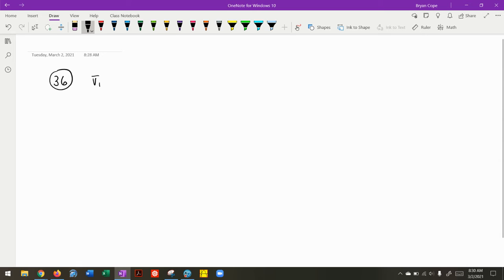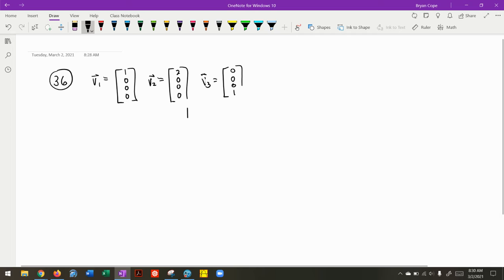I'm going to let V1 be the vector 1, 0, 0, 0. I'm going to let V2 be the vector 2, 0, 0, 0. I'm going to let V3 be the vector 0, 0, 0, 1. I'm going to let V4 be the vector 3, 0, 0, 0. So notice that V1, V2, and V4 are all scalar multiples of each other.